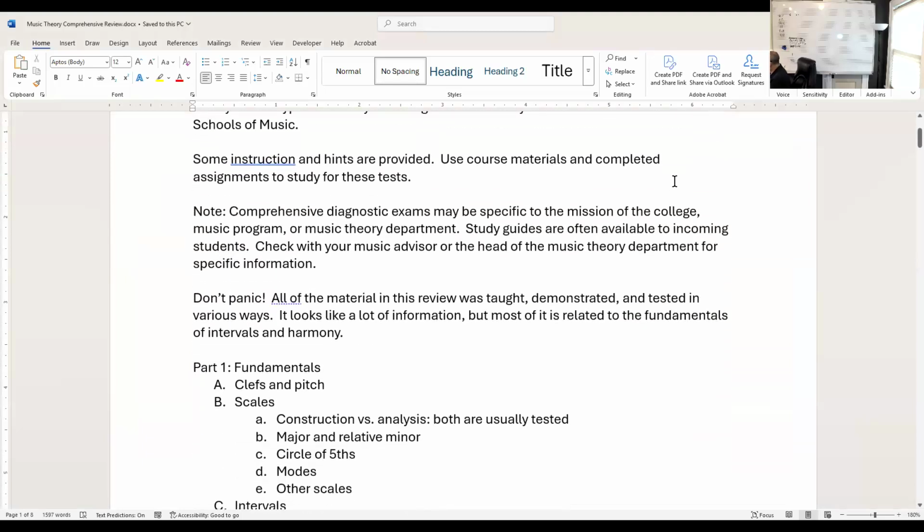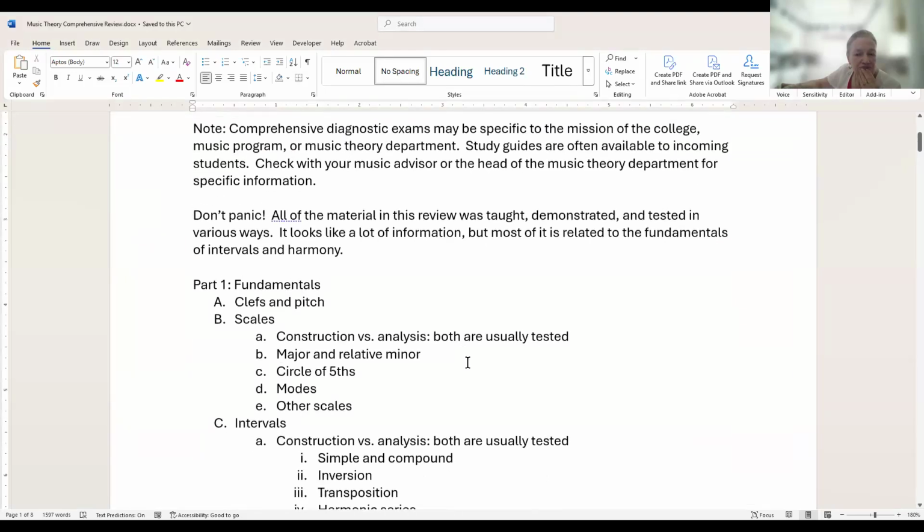So basically, going forward with 4 semesters of music theory under our belts, I frequently get the comment that, oh, this all feels overwhelming. I'm not sure if I can remember all of this stuff. Can you guys see this document that I'm projecting? Yes. Okay, good.